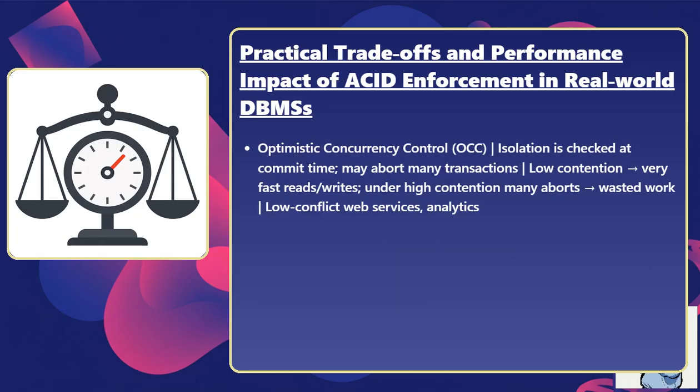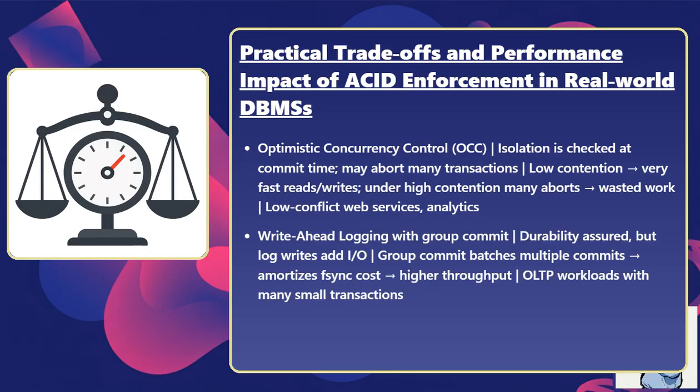Optimistic concurrency control, OCC: isolation is checked at commit time, may abort many transactions. Low contention leads to very fast reads and writes. Under high contention, many aborts resulting in wasted work. Typical use case: low conflict web services, analytics. Write-ahead logging with group commit. Durability assured, but log writes add input-output. Group commit batches multiple commits, amortizing fsync cost, resulting in higher throughput. Typical use case: online transaction processing workloads with many small transactions.